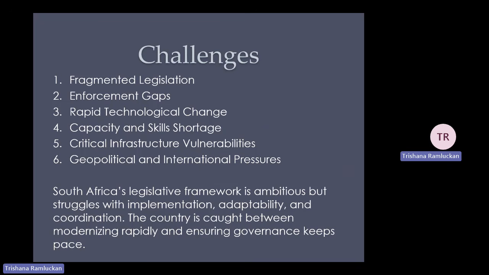Next is geopolitical and international pressures, which depends on which side you basically want to fall. So for South Africa, it's the East versus the West. So I think every country has that issue as well. South Africa's legislative framework is ambitious, but struggles with implementation, adaptability, and coordination. So South Africa is also caught between, I'd say, modernizing rapidly and ensuring governance keeps its pace.